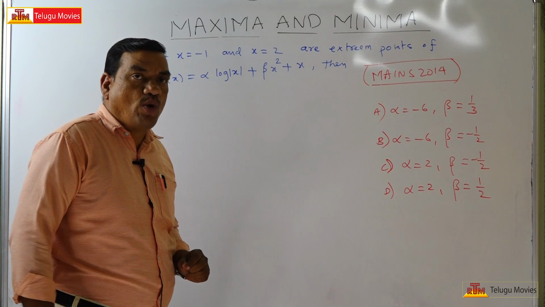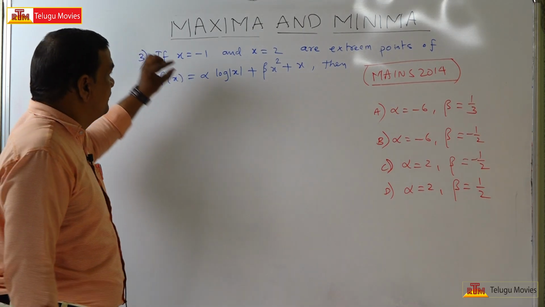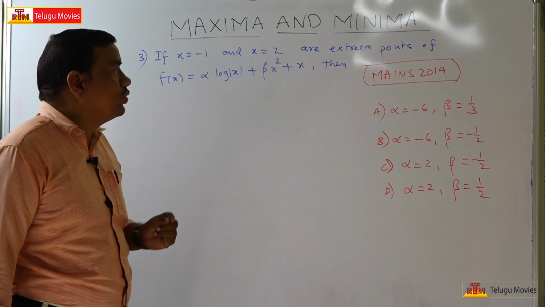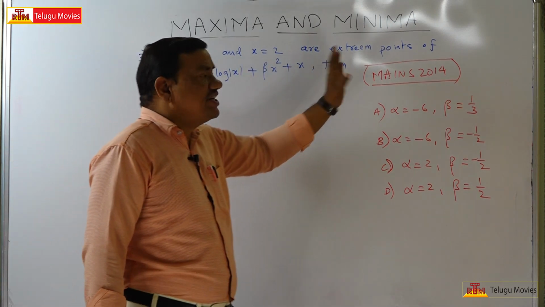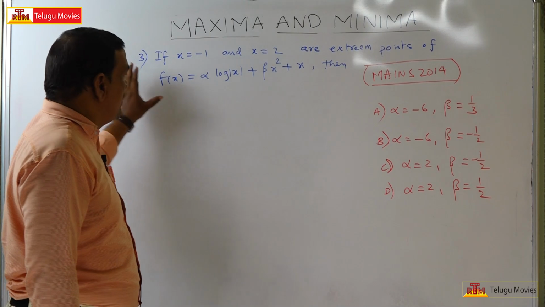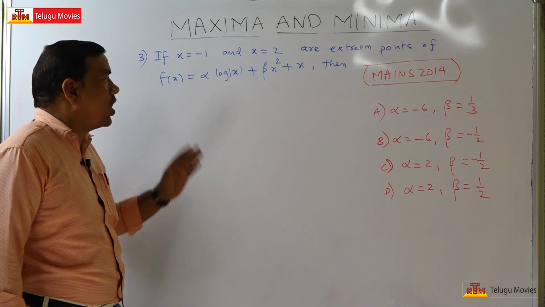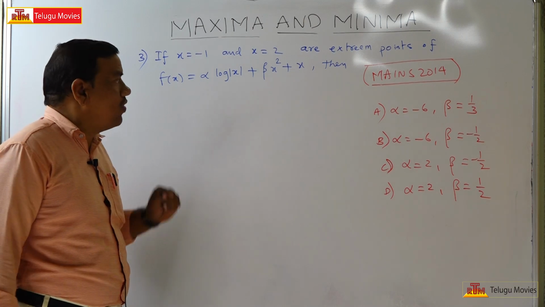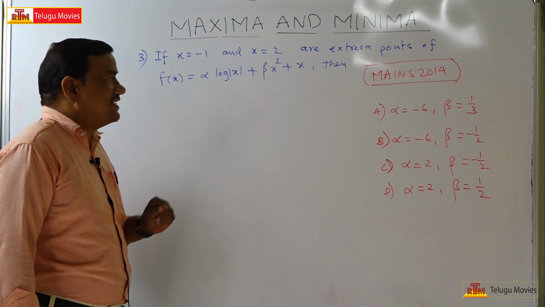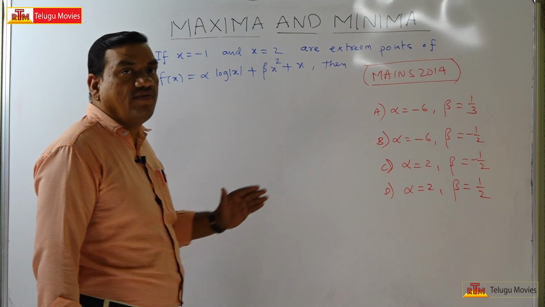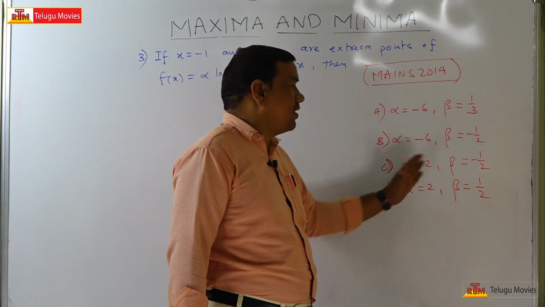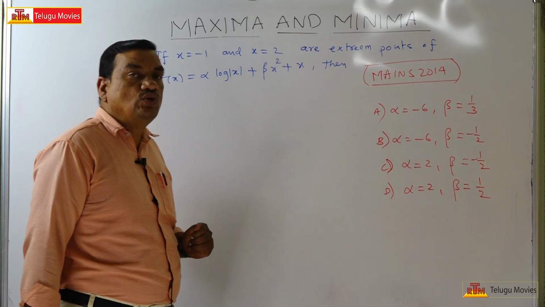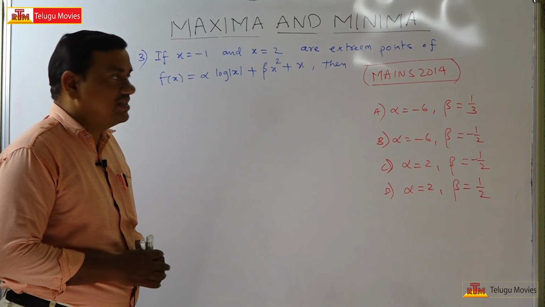Welcome to the next problem. Here the problem is, if x is equal to -1 and x is equal to 2 are extreme points of the function f of x is equal to alpha log of mod x plus beta x square plus x, then what are the values of alpha and beta? Options are given. The question was asked in the 2014 JEE Mains examination.